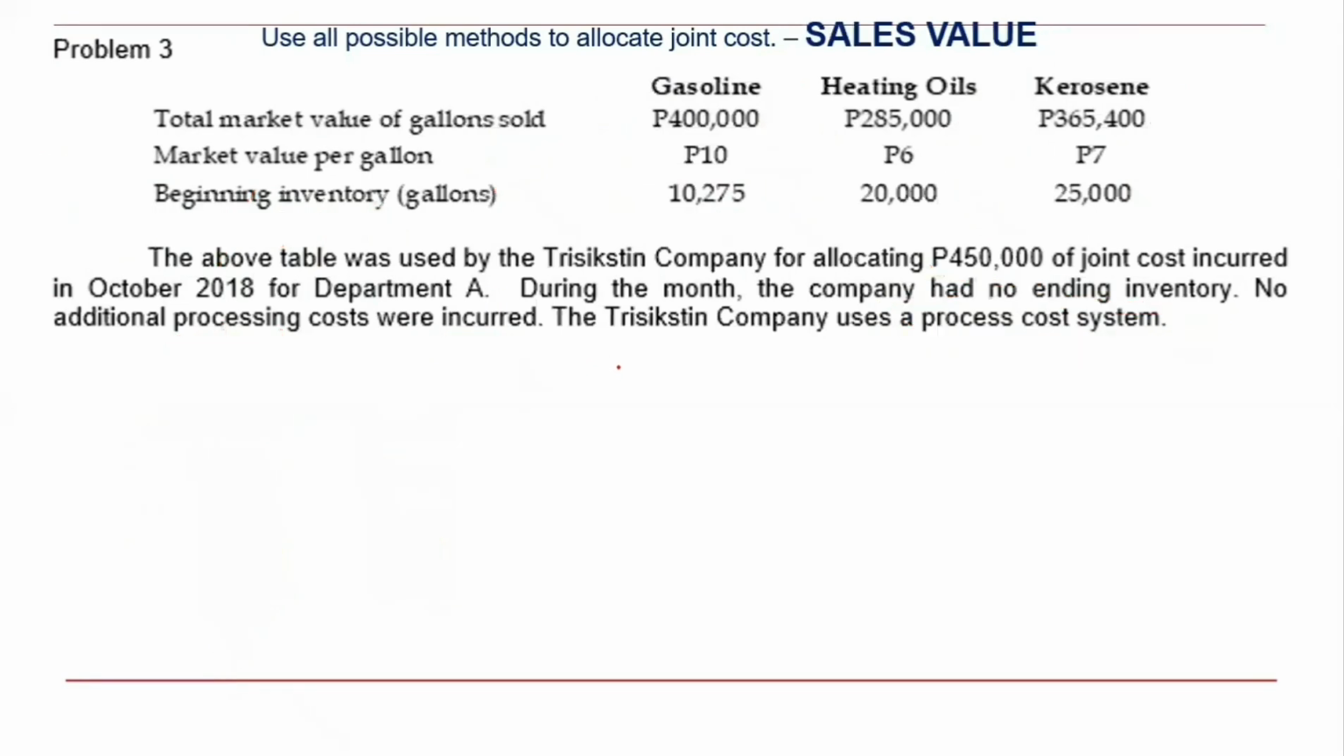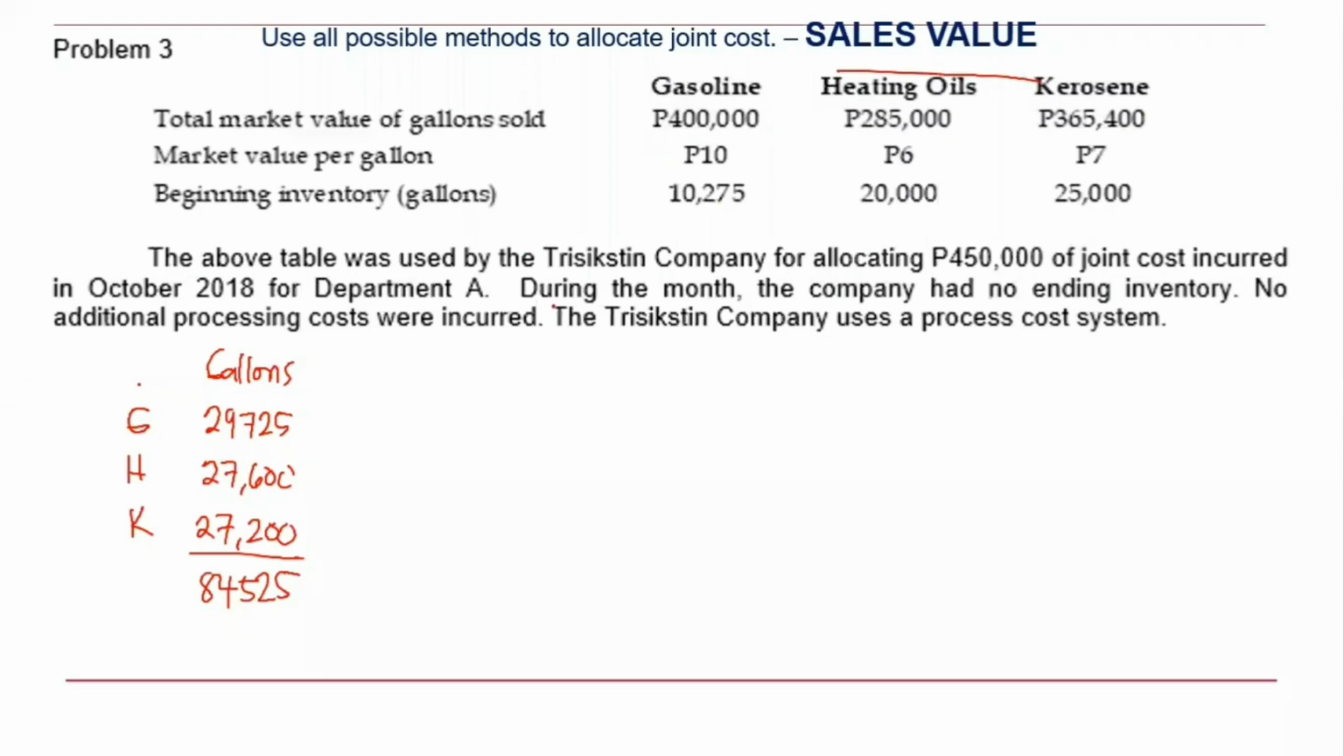So, let's use sales value method naman. So we have G, H, and K. So alam na natin yung gallons dito produce. Diba? So we have 29,725. We have 27,600 and 27,200. Again, the total is 84,525. And that is, these figures were solved in the previous slide pa. Ngayon, ang tinatanong po ay using the sales value method. So from here, ano ba yung sales value natin? We have 10, 6, and 7.